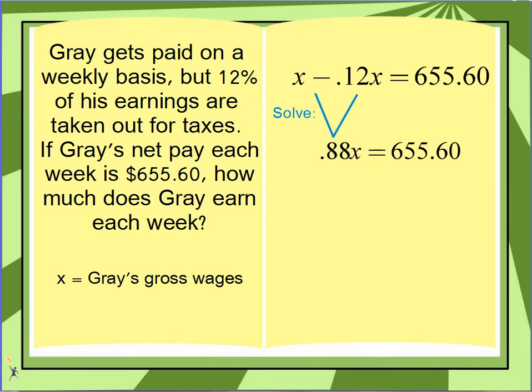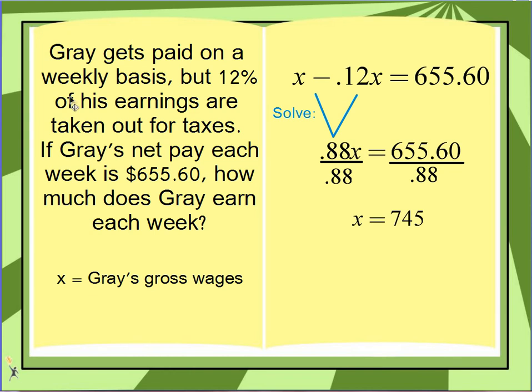We have some like terms to combine. 1x minus 0.12x leaves me with 0.88x, still equal to 655.6. Dividing by our coefficient, or dividing by 0.88 from both sides, we get x is equal to 745.